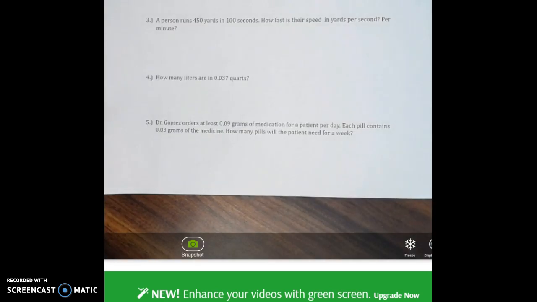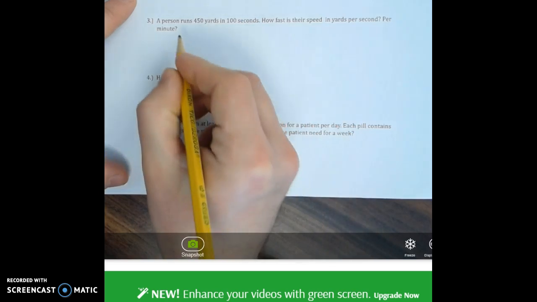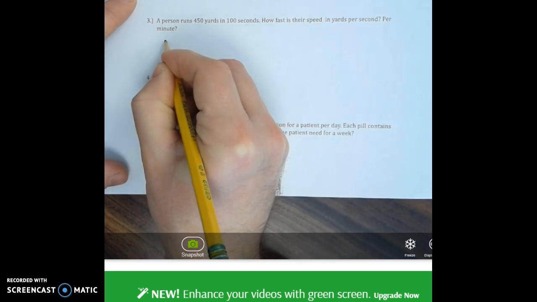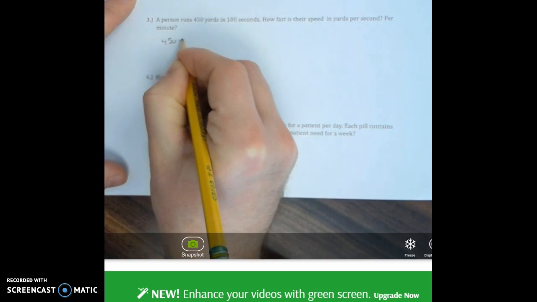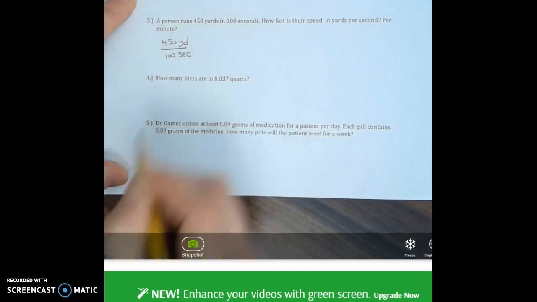In the third example, we're told that a person runs 450 yards in 100 seconds. Now this is a two-part problem. They want to know how fast is their speed in yards per second, and then how fast is their speed in yards per minute. So we're going to start with the yards per second, and we're told right here that they get 450 yards in 100 seconds. So we're going to write that down. 450 yards in 100 seconds.